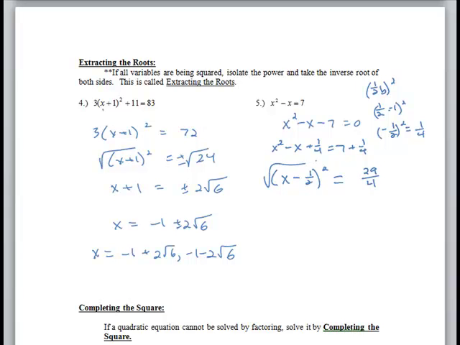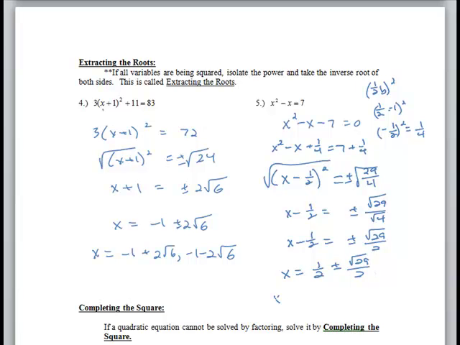Continue solving by extracting the roots. Take the square root of both sides, not forgetting your plus or minus, so x minus 1/2 is equal to plus or minus the square root of 29 over the square root of 4, which of course becomes plus or minus the square root of 29 over 2. Solve for x, add 1/2 to both sides. X is equal to 1/2 plus or minus the square root of 29 over 2.